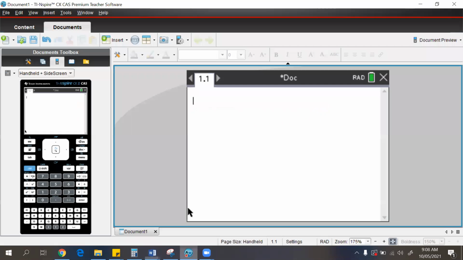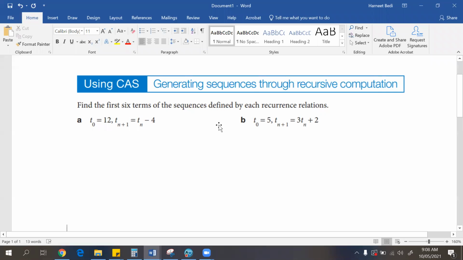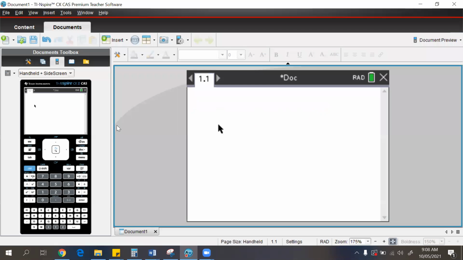So we'll go to our calculator page. We need to first look at the starting term. The starting term is 12. So you first enter the starting term and then you press enter. Pressing enter is important because you're locking your starting term, because your CAS needs to know where you are starting from.